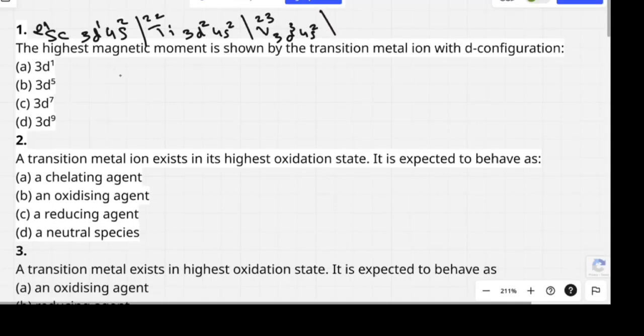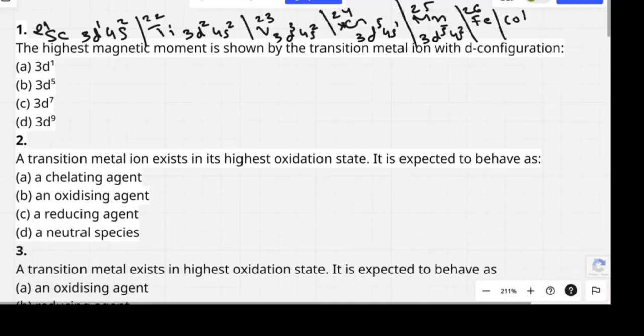Vanadium next is chromium, atomic number 24. It has 3D5 4s1. It shows anomalous electronic configuration. After chromium, we move to manganese, atomic number 25. It has 3D5 4s2. So after manganese, we have iron, atomic number 26. Then cobalt, nickel, then copper, then zinc.